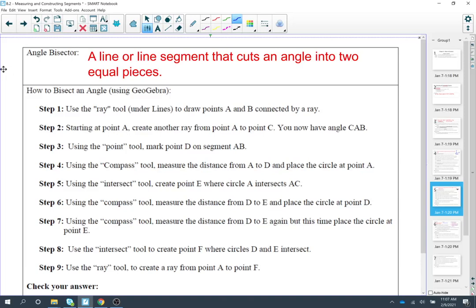Constructing an angle bisector. An angle bisector is a line or line segment that cuts an angle into two equal pieces. So, for example, if I have an angle and I wanted an angle bisector, I would have to start at my vertex and cut straight through the middle of the angle, and then this angle would be congruent to this angle. So my middle segment right here, or my middle ray, would be the angle bisector.